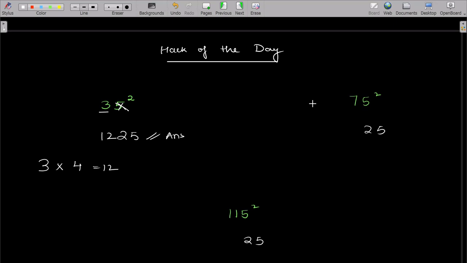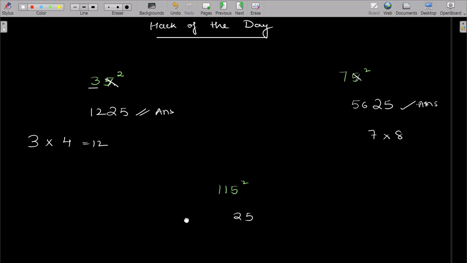Okay, let's do one more. Now in 75 square, so for the first one the answer is 1225. For 75, again, what will be your first step? You write 25, ignore this 5. What is left? 7. Write 7. What is 7 plus 1? 8. And then I multiply 7 by 8, which is 56. So it'll be 5,625. That's the answer.